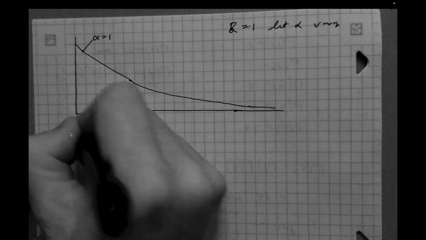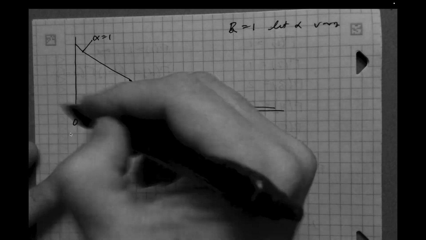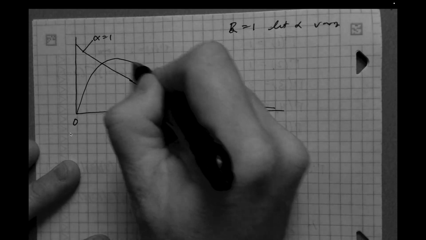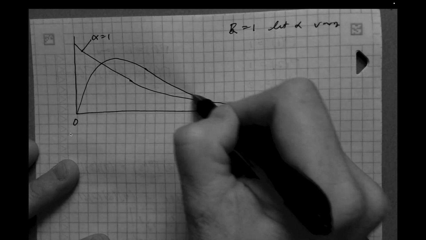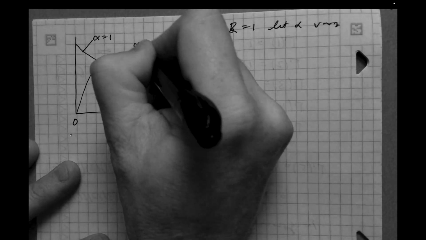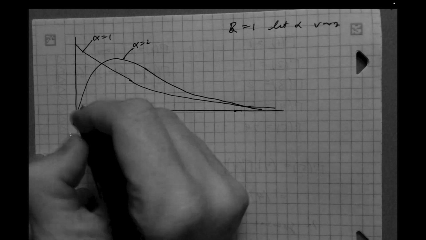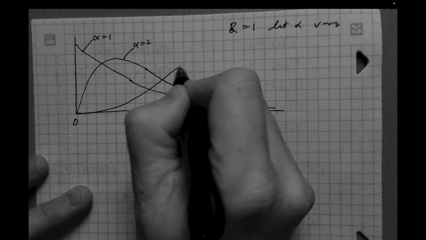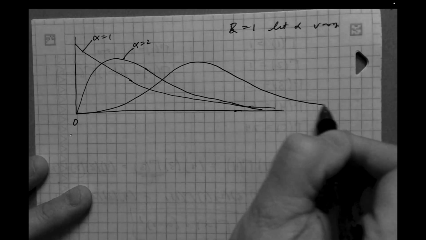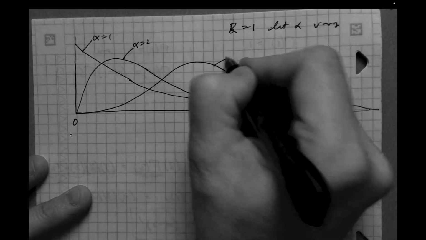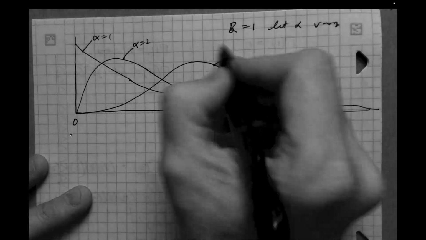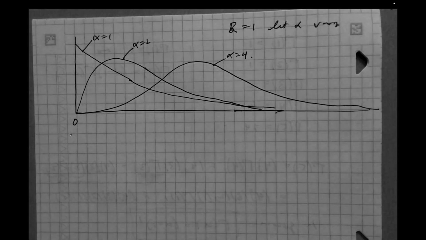Okay, remember this is 0. Now when alpha equals 2, you start to get this bump in here. So it looks kind of like this. Now when alpha equals 4, meaning we move it over a little more, you can see the skew sort of gets pulled out. I mean, the hump gets moved to the right a bit more.